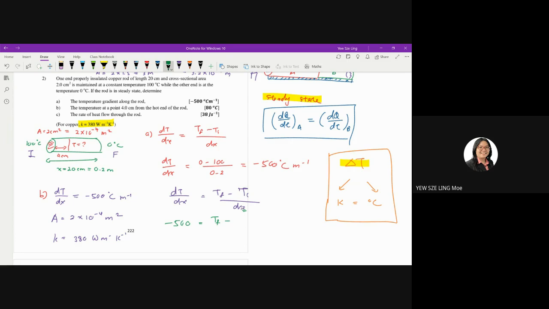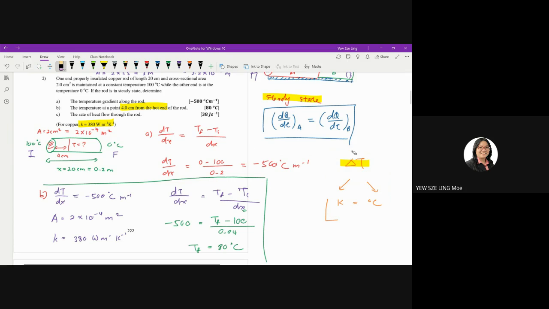So minus the initial temperature, that's 100 degrees Celsius, divided by 0.04. Not 0.2 anymore, it should be 0.04 because the question asks you to determine the temperature at the point 4 cm from the hot end. So rearrange the equation, T final is then equal to 80 degrees C. So that is your question B.